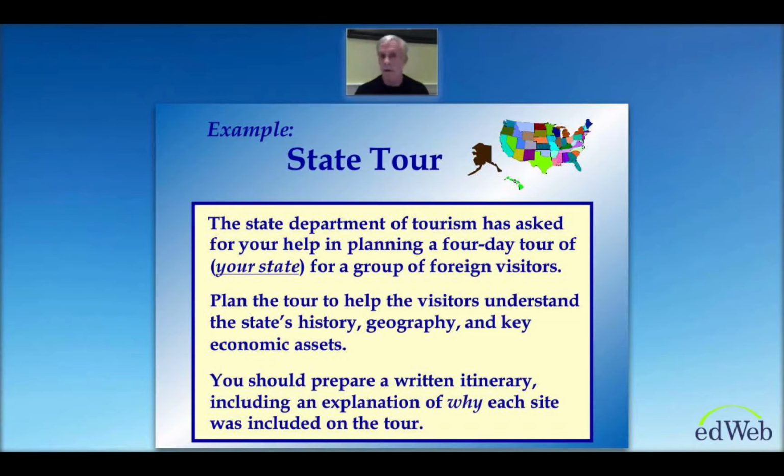Hopefully you can see that this is an open-ended task. There's not a single correct answer. There's not a single tour that one might plan. In fact, part of the intent is for students to have to think about the key historic, geographical, economic, and cultural aspects of their state or their region, and decide what are the most important, and then to think about the sequence of the itinerary. And notice that the task is more than just drawing lines through a map. You have to explain why you've chosen your particular sites and the logic behind your itinerary.